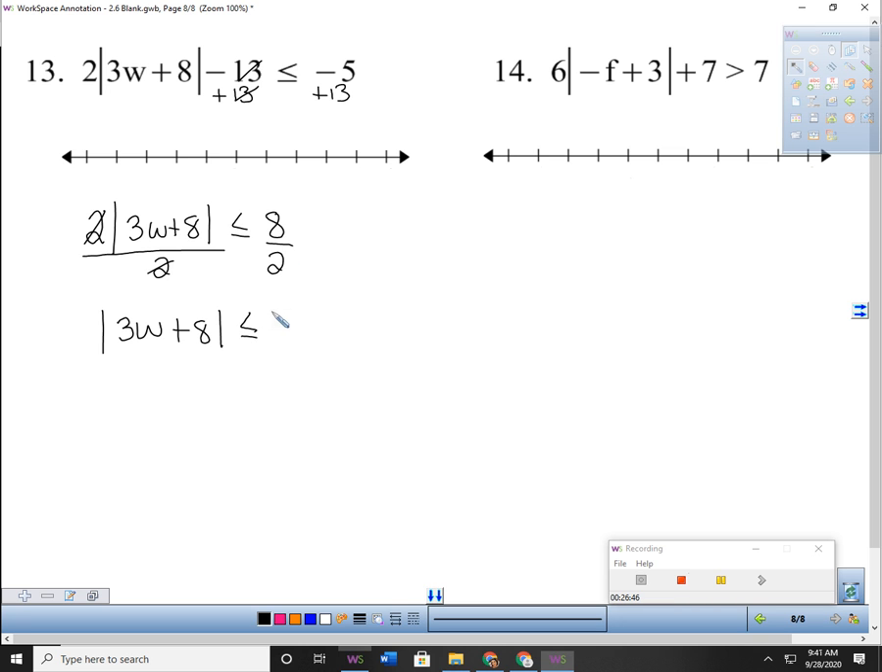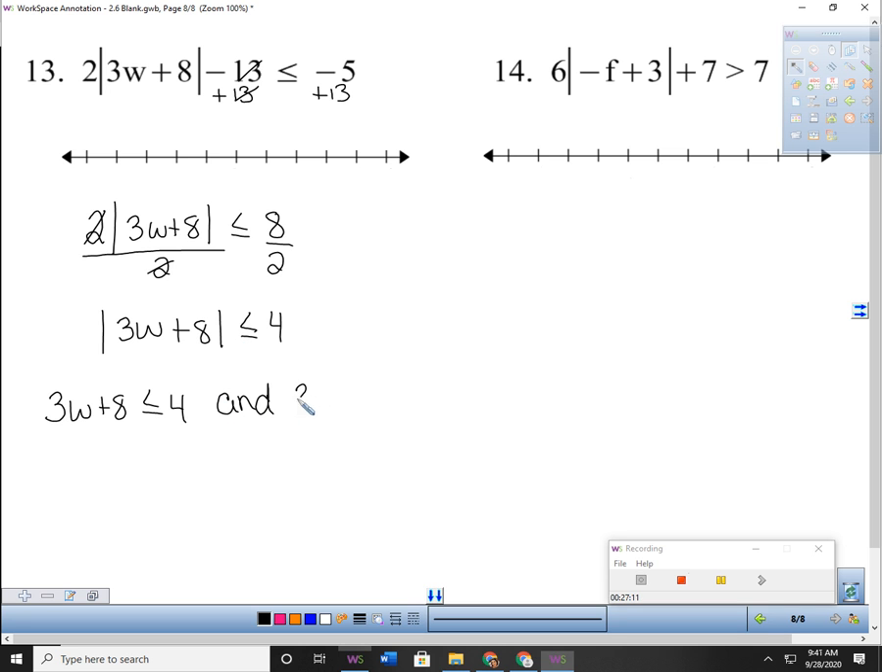Alright, that gives me 4. So positive number, I'm good to go. Alright, so I've got absolute value of this less than or equal to 4. I'm going to set up 2 problems. So 3w plus 8 is less than or equal to 4. Is this and or? This is an and because I have less than.